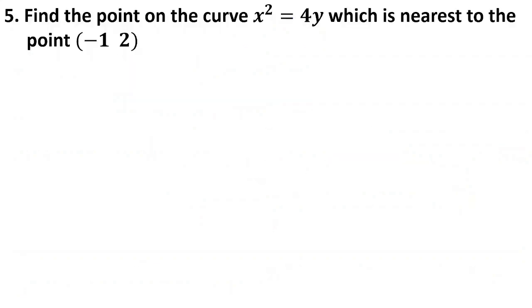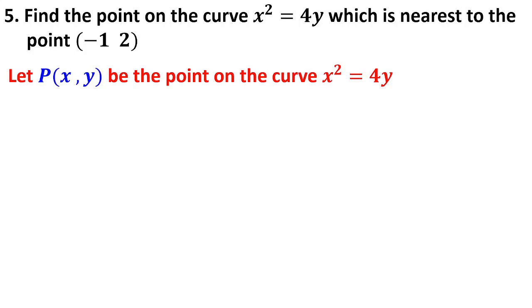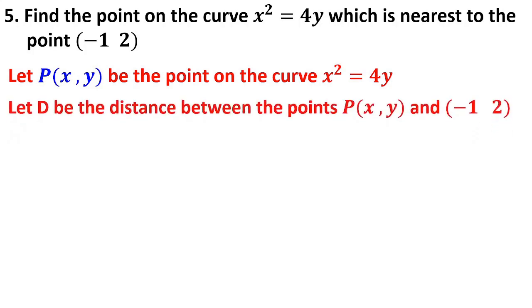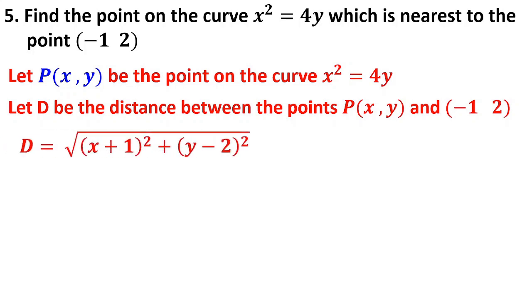Let us move on to the question involving a parabola. Find the point on the curve which is nearest to the point. We have to use the distance formula. Let me take P as the point on the curve, and capital D is the distance between the point and the given point minus 1 comma 2, and D is given by this distance formula.